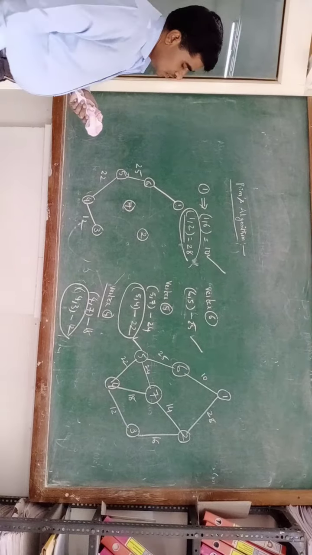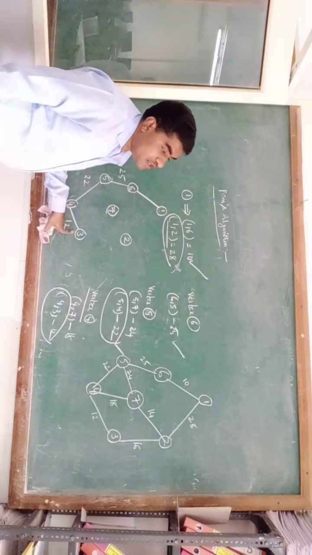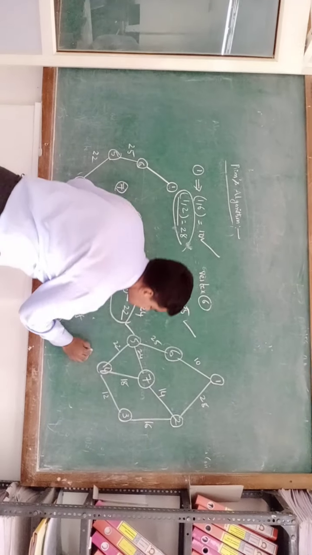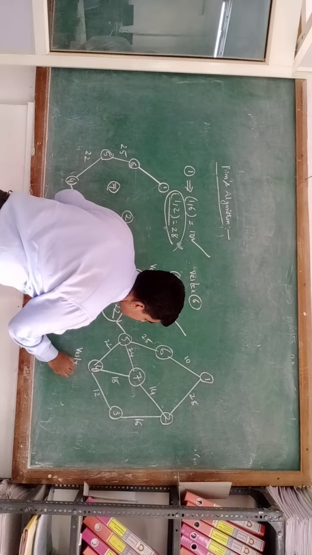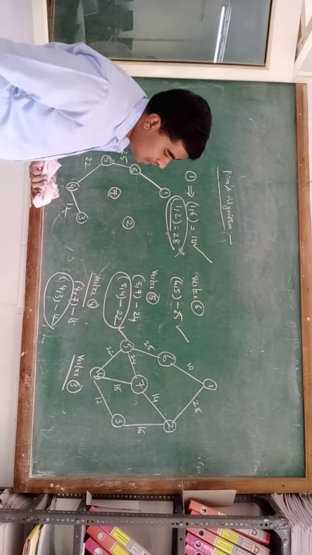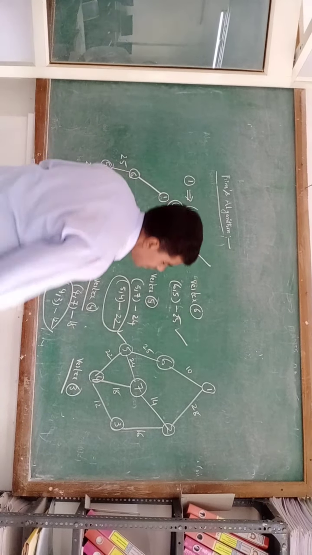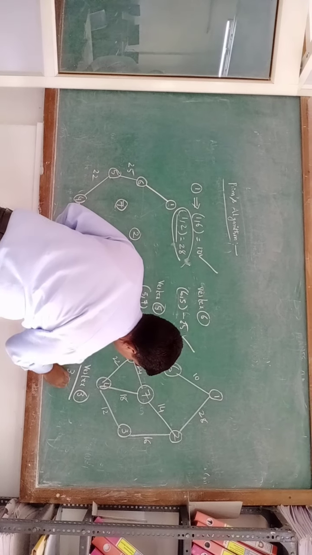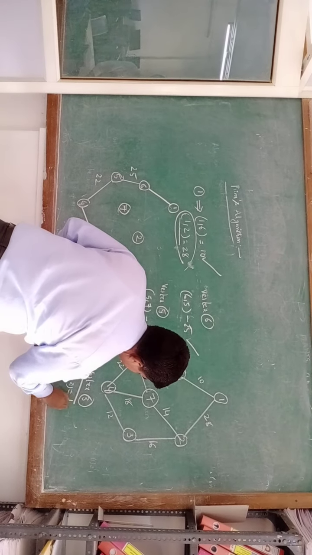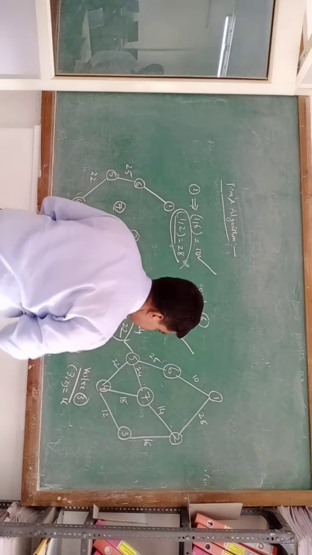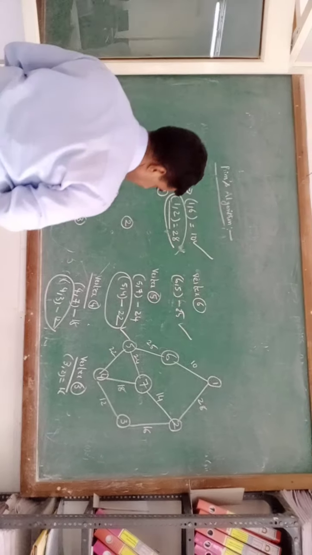Now again vertex 3 is also included in the spanning tree, meaning vertex 3 is also visited. For vertex 3, what are the corresponding edges? 3 to 2 is there, that is 16. Any other? No. 3 to 2 is there, that is 16.